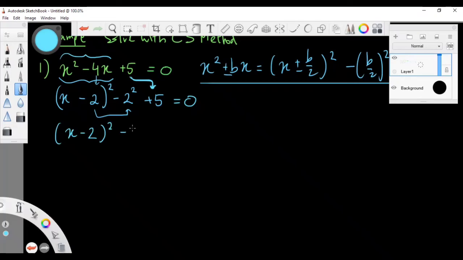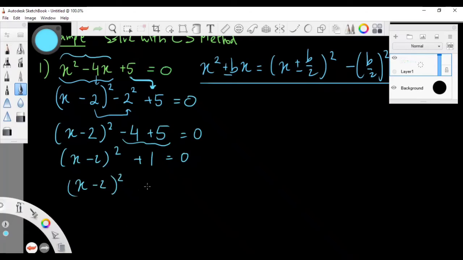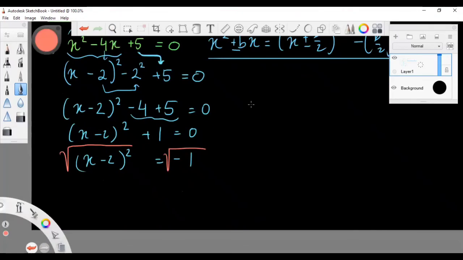And then what is 2 squared? 2 squared is 4, and plus 5 equals 0. And then x minus 2 bracket square plus 1 equals 0, right? Just continue the equations. And then x minus 2 bracket square equals, you put 1 to the right side, becomes negative 1. And what you can do now, it's getting simple. Square root both sides, right? So we see that the question is impossible to solve. Why? Because we have the negative value of the root. The root of a negative value does not exist.